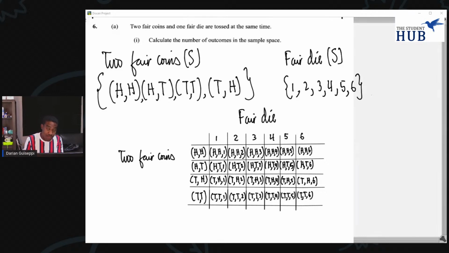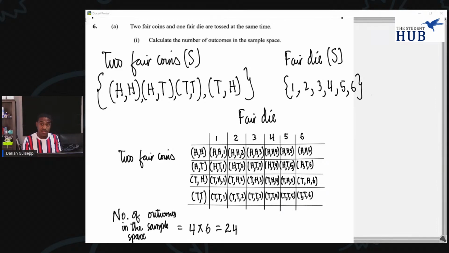So your total number of outcomes in the sample space when we toss 2 fair coins and 1 fair die would be 4 by 6. So that would be the answer. The number of outcomes in the sample space would be 4 by 6, which is 24. I hope everybody understood that one.